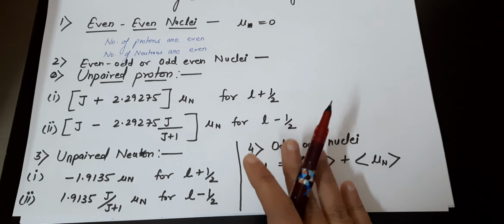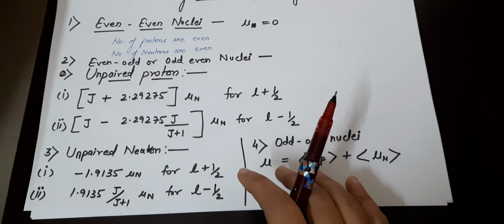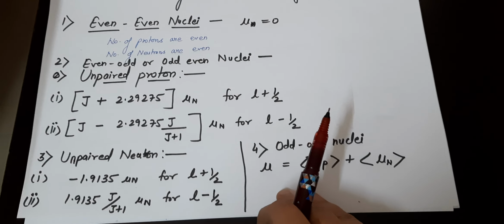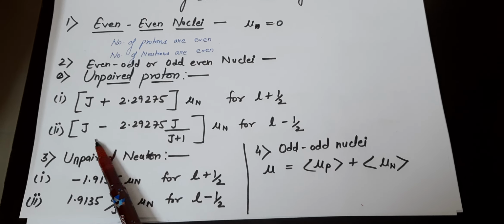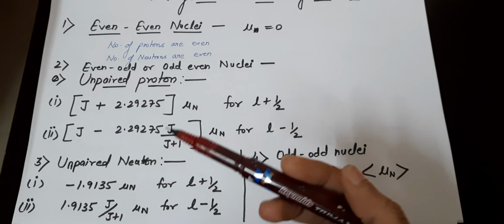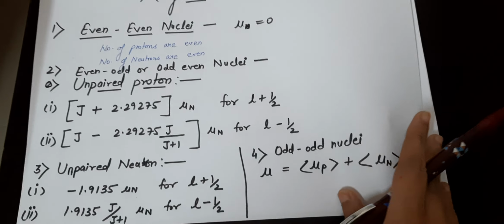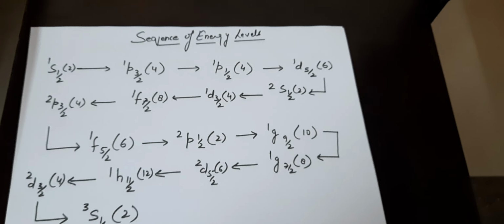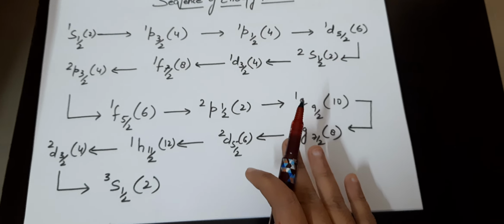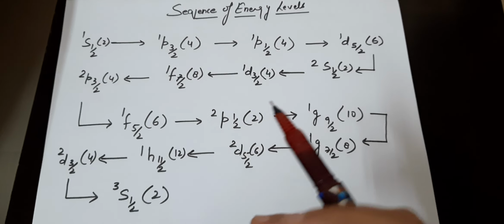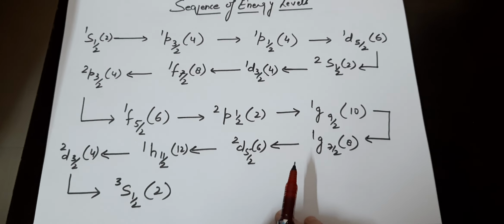But once you know these formulas, you still can't calculate the magnetic moment, because you have to know the value of J and the value of L. Then how can you get the values of J and L? For that, you need to know the sequence of energy levels. I have already told you this in my previous video, but since there is a discontinuation between those lectures and this one, I need to revise it once again.